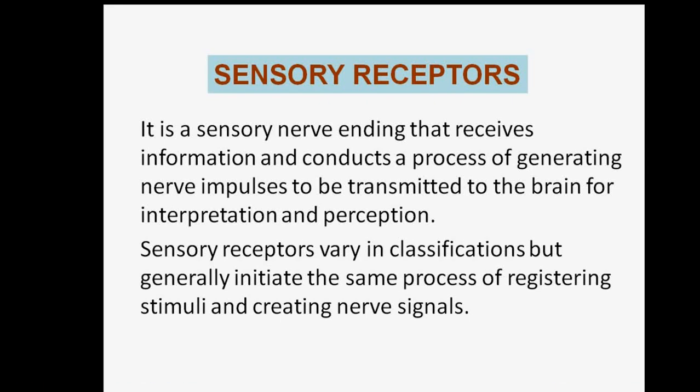Sensory receptors. In this session, we will discuss sensory receptors. Sensory receptors are sensory nerve endings that receive information and generate nerve impulses to be transmitted to the brain for interpretation and perception. Sensory receptors vary in classification but generally initiate the same process of registering stimuli and creating nerve signals. That is their basic function.